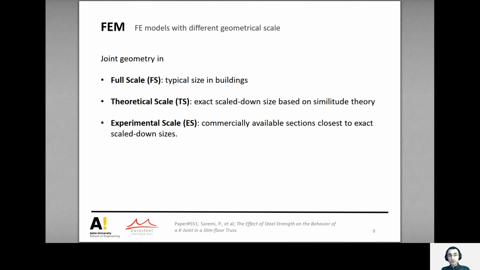Three finite element models with different geometrical scales were tested. The full scale has the actual build dimensions typically used in construction. The theoretical scale has the exact dimensions received from the similitude calculations, but the exact dimensions could not be found among the available cross-sections in the market. So we had to choose the closest available cross-sections, and we ended up with the experimental scale, which has dimensions that are slightly different from the theoretical scale. The model with experimental scale is the model that is validated against experimental results.